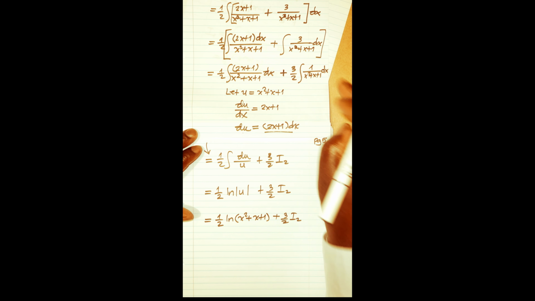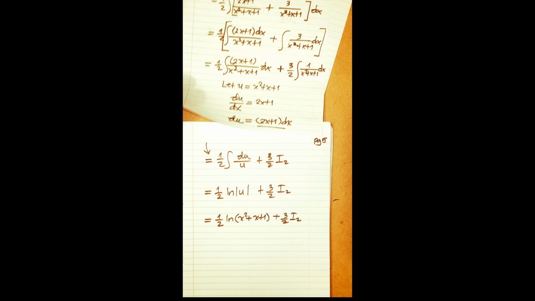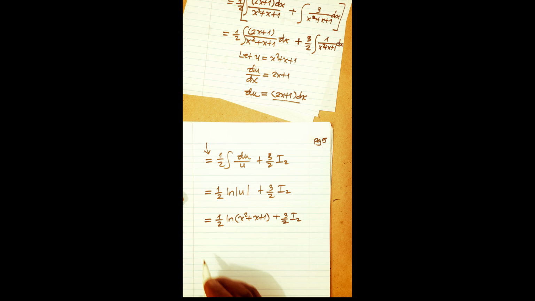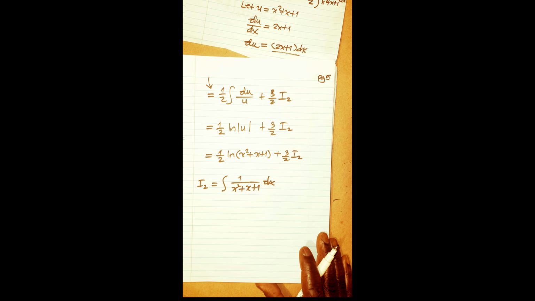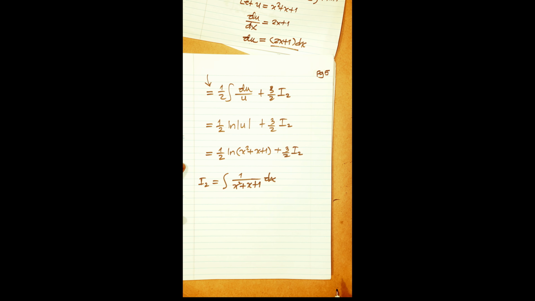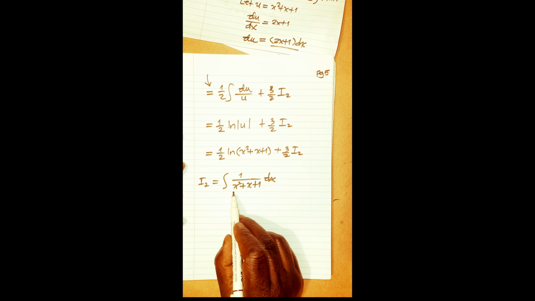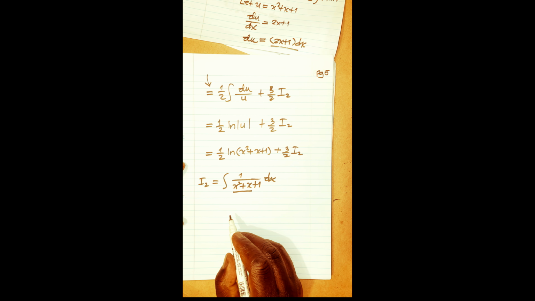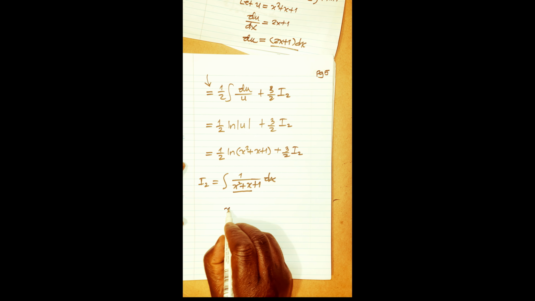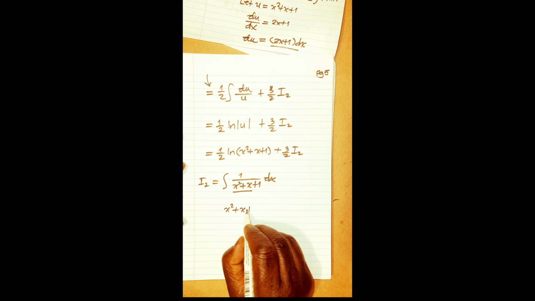Now let's work on I2. What is I2? It's this part here. So now we are saying I2 is equal to the integral of 1 all over x squared plus x plus 1 dx. Now remember, this one requires us to complete the square of the denominator. So I'm going to focus on this part first. If we are to express that as a perfect square, we have to say x squared plus x plus some constant k.